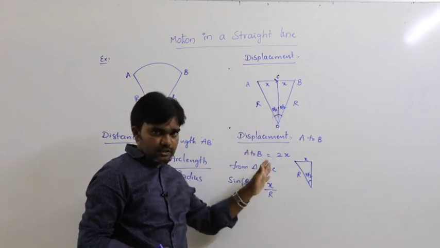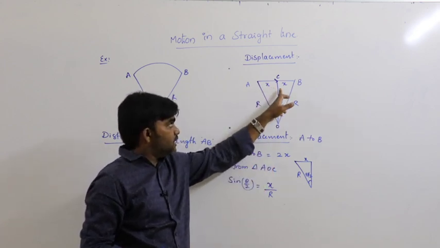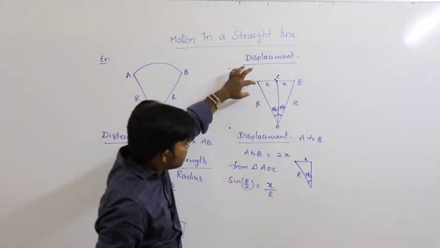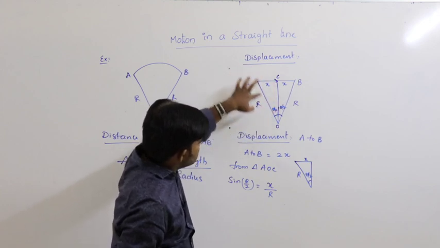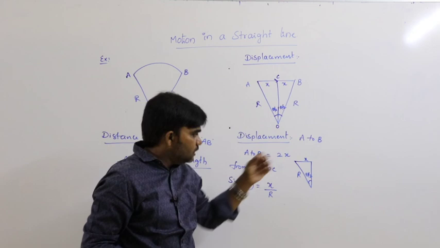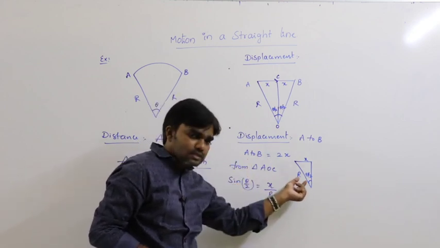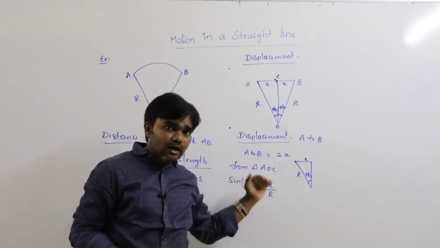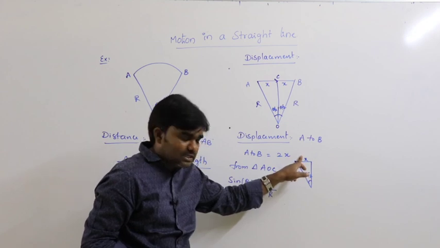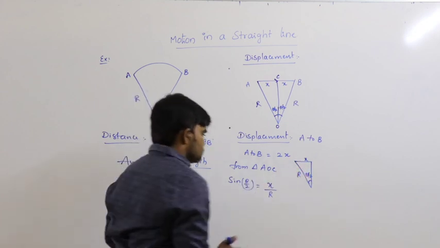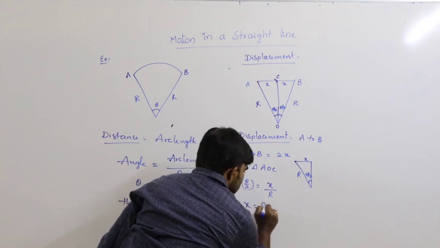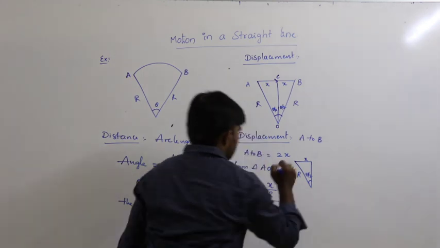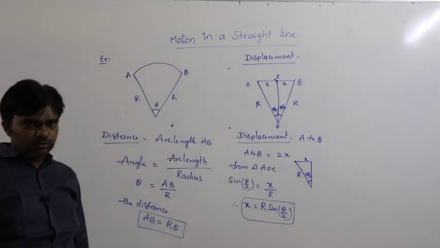Here we have to calculate the displacement. The displacement is nothing but this is x and this is x, total is 2x. First we can calculate the value of x. I am considering the triangle AOC. From the sin theta formula I am writing, here the angle is theta by 2, that's why I am writing theta by 2. Actually the sin formula is opposite side by hypotenuse. What is the opposite side here? X. Hypotenuse is r. So from this, x can be written as r sin theta by 2.